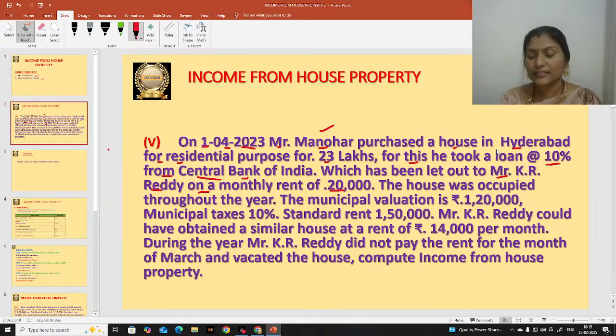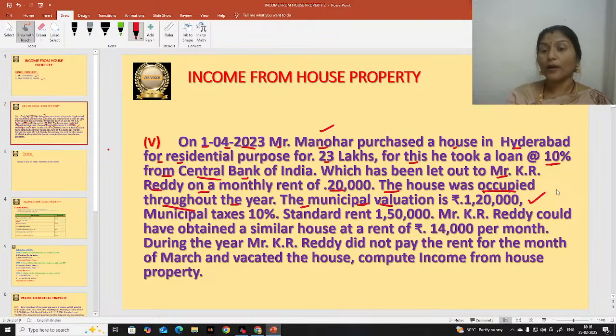Okay. And next, the house was occupied throughout the year. So that person, the tenant, occupied the house for the full 1 year. The municipal valuation means MRV, municipal rental value. Remember that point. Municipal valuation is nothing but MRV, municipal rental value, which is rupees 1,20,000.